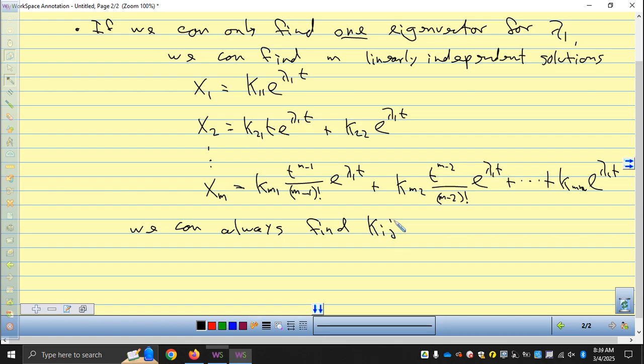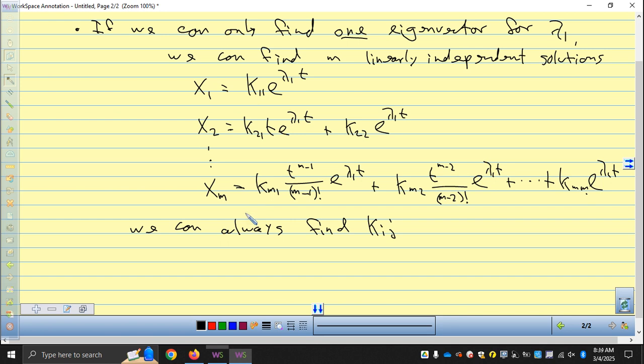So if we have a repeated eigenvalue, we may only find one eigenvector. There is a method where we can find these other eigenvectors, given that we found one. So we're going to go through an example for each case: where we can find linearly independent eigenvectors for one eigenvalue, and where we can only find one eigenvector for a repeated eigenvalue.